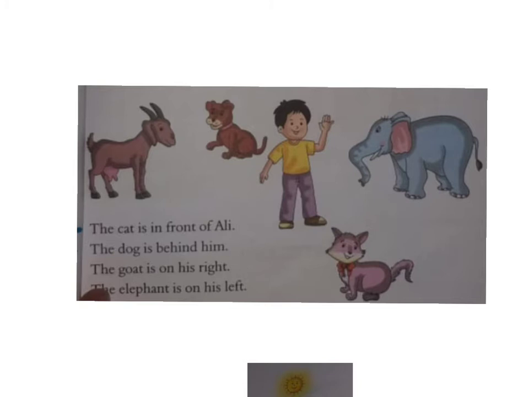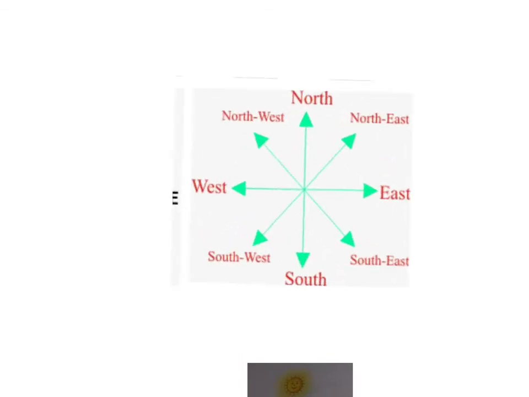Dear students, now let us learn about directions. The rising sun helps us to find directions. The sun rises in the east in the morning and sets in the west in the evening. The words east and west are the names of directions. Other directions are north and south.